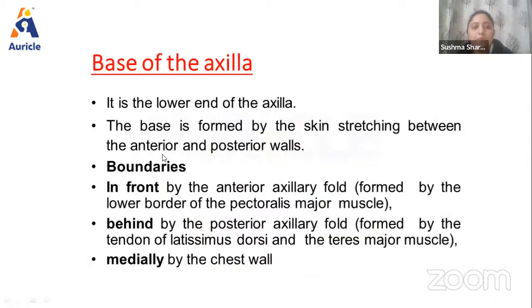Then what is the base of the axilla? Base is the lower end. Base is always the lower end. Apex is the upper end. Base is the lower end. Base is formed by the skin stretching between the anterior and posterior walls. And what are the boundaries of the base?